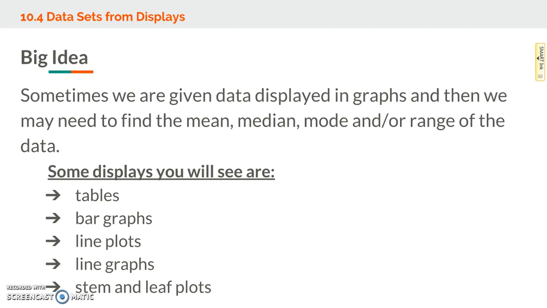So there are many ways you can display data. You can put data in a table or a chart. You can put it in a bar graph to see how it compares to one another. You can place it in a line plot. You can make a line graph. You can make stem and leaf plots. There are lots of different representations that you can create. As you look at this page, you don't need to write any of this down, but just know that there are lots of different ways to represent the data that we have.